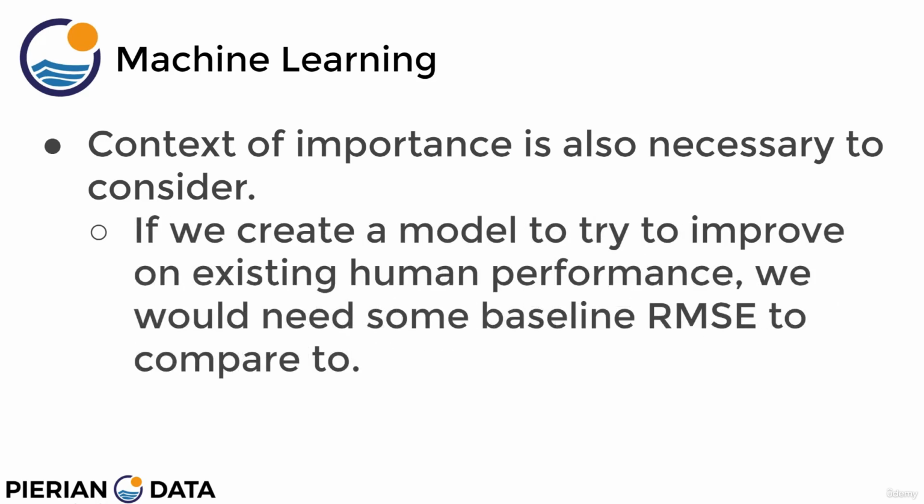Or if you're thinking about creating a new model to try to beat historical performance, like creating a model to try to improve on existing human performance, what you need is some sort of baseline root mean squared error to compare to. It's highly likely that someone else has already tried to solve the same regression task that you're trying to solve, and in that case, you're going to want to compare your root mean squared error not just in absolute terms to your particular work, but also to prior work, and make sure you're actually improving on previous work that's been done.